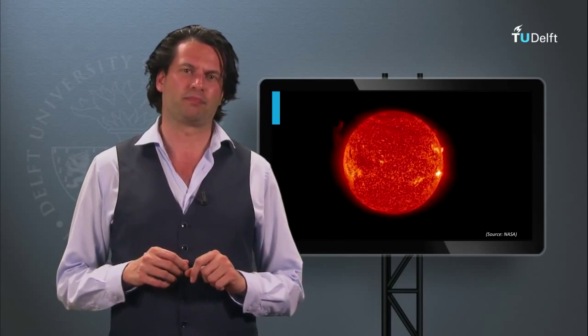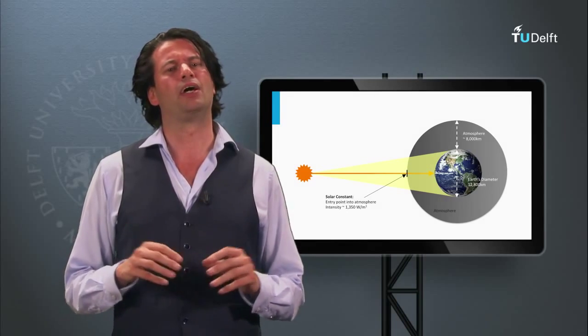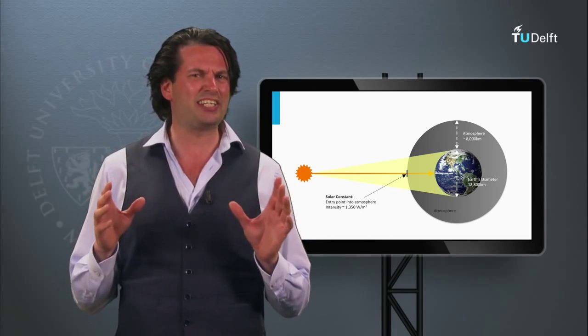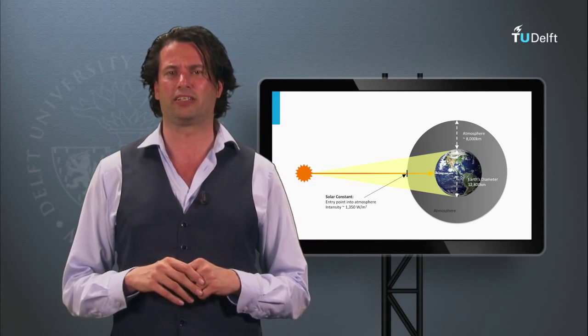We know the shape of the solar spectrum. How is the spectral shape and irradiance of the solar light affected by the Earth's atmosphere? Let's consider that the Earth's atmosphere is 8,000 kilometers thick.